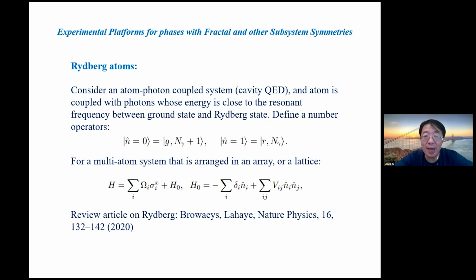Then we can define a quantum number operator, n hat. n hat equal to 0 means that the system is in the ground state of the atomic system, and n hat equal to 1 means the atom is in the Rydberg state. By the way, here n hat means the number of Rydberg atoms, which is very different from the principal quantum number of the atom.